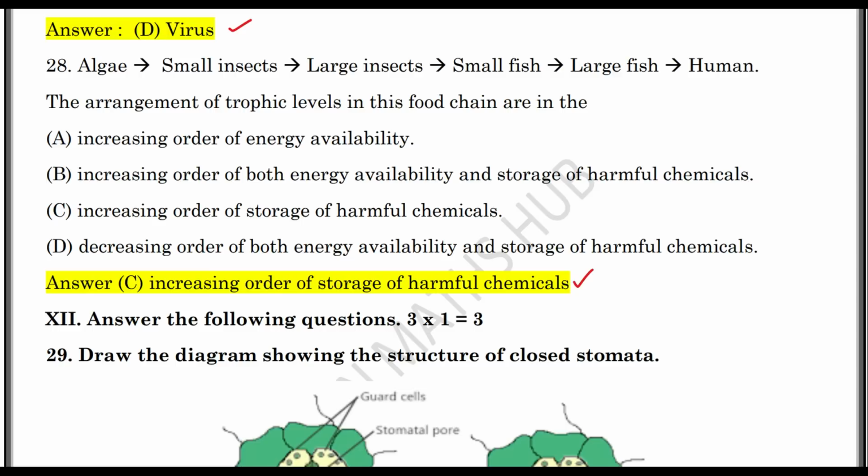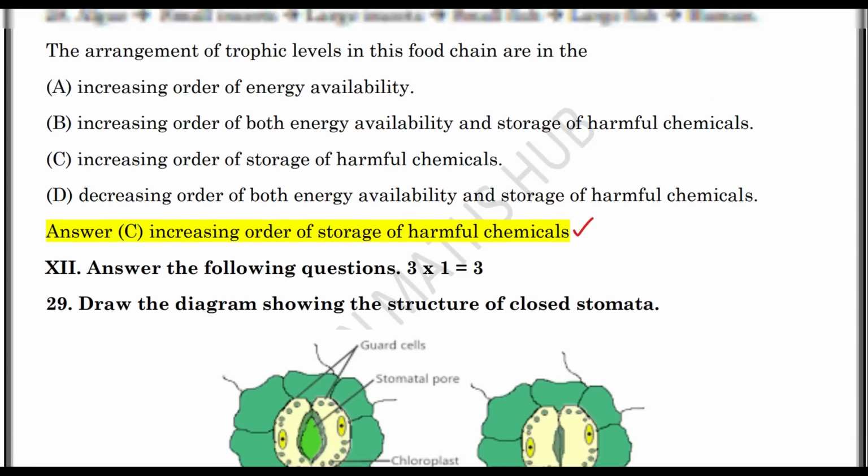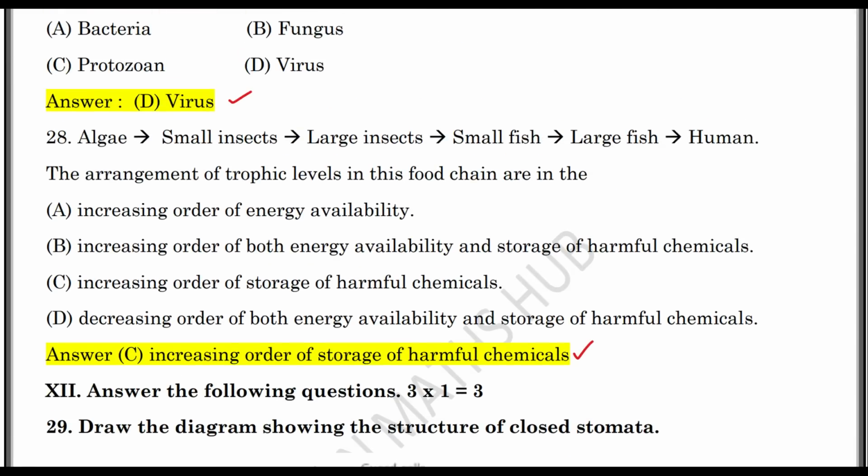If you see, the energy level will be reduced. Only 10% of energy will be available when moving from one trophic level to another. Therefore, the energy will be decreasing, right? There is no option of decreasing energy, but there is an increase in the storage of harmful chemicals, that is pesticides and insecticides which are used will accumulate in humans, because humans occupy the top level.